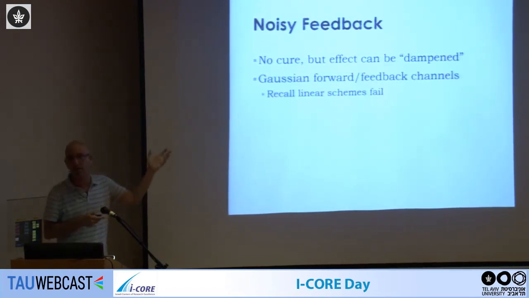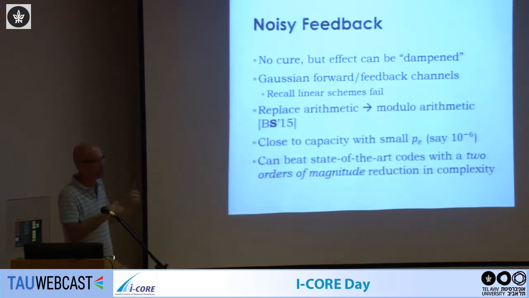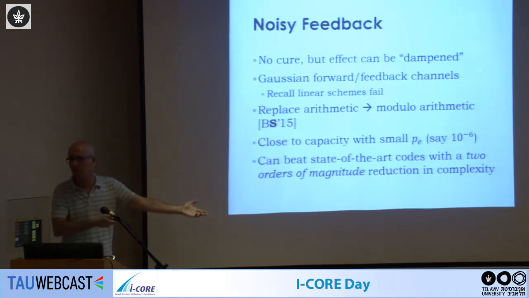And at least for now, all we know is that we can do it for Gaussian channels. So if you have a Gaussian forward channel and a Gaussian feedback channel, and remember that linear schemes fail miserably, it turns out that if you replace linear additions and multiplications with modular arithmetic, then you can get a scheme that works pretty well. It doesn't break down immediately. The error probability goes down significantly, and then before it starts getting out of control, you just stop and start over. So it actually becomes a practical scheme.